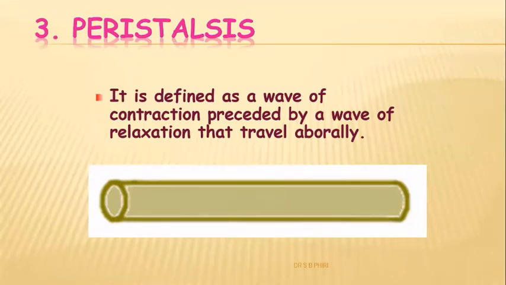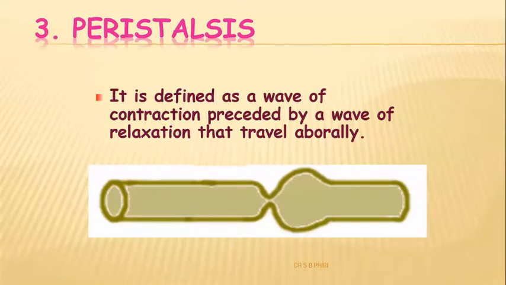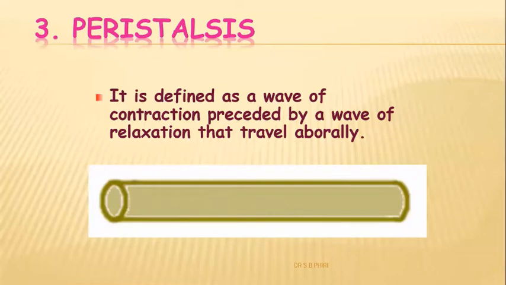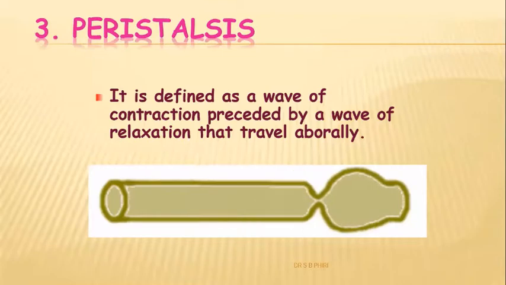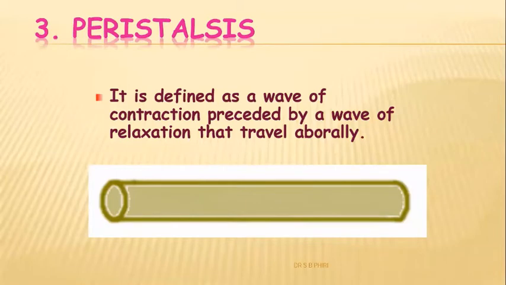So the peristaltic contraction, the mechanism is very interesting, so you need to pay attention and understand. Peristaltic contractions or peristalsis is defined as a wave of contraction preceded by a wave of relaxation that travels aborally. So the movement is from the oral cavity towards the anus, or away from the oral cavity. That's why it's called aboral travel of the chyme. So you have a wave of contraction that is preceded by a wave of relaxation.